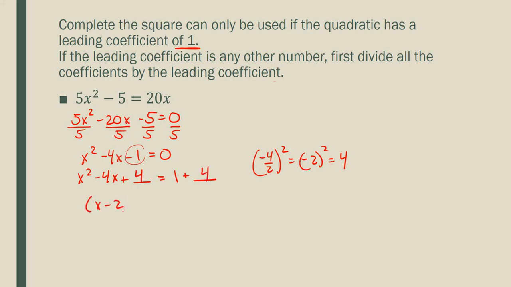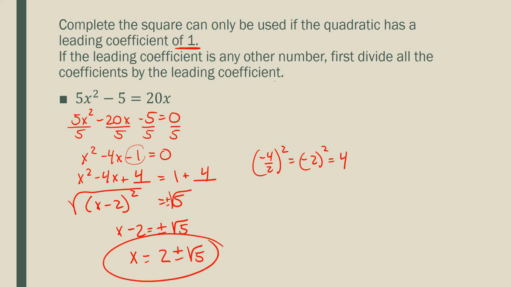The left side now will factor with my perfect square factors. Take the square root of both sides. X minus 2 equals plus or minus root 5. And x equals 2 plus or minus root 5. Okay, I know that there's a lot of steps to this and it's a little bit confusing, but we will work on it together in class.